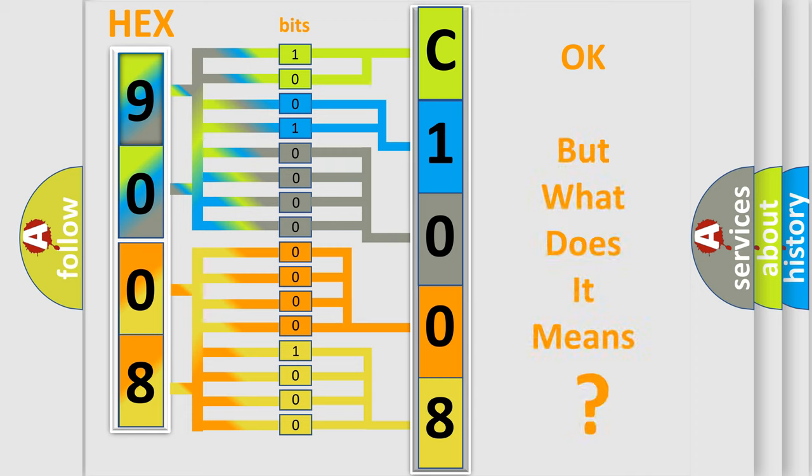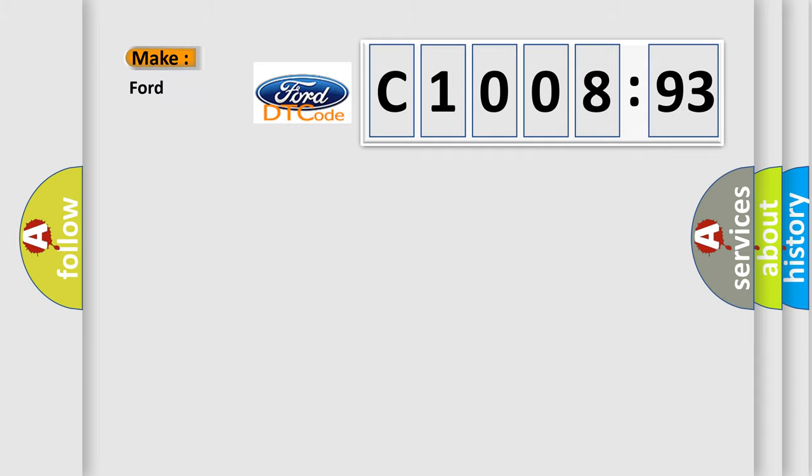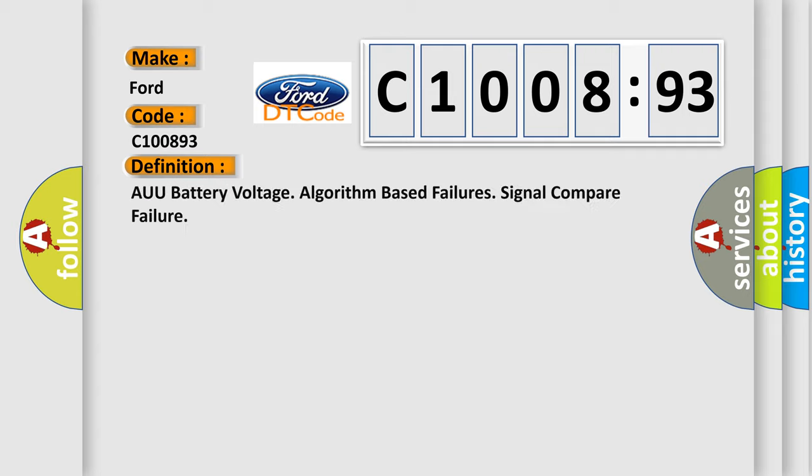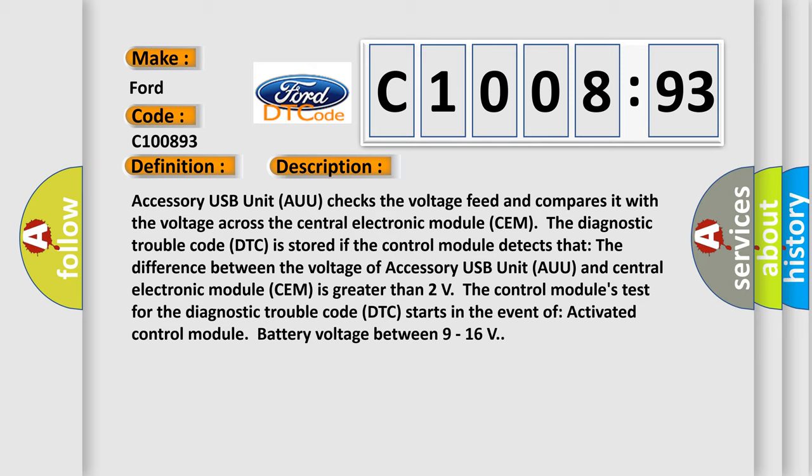The number itself does not make sense to us if we cannot assign information to what it actually expresses. So, what does the Diagnostic Trouble Code C1008-93 specifically interpret for Infiniti car manufacturers? The basic definition is AUU battery voltage algorithm based failures signal compare failure. And now this is a short description of this DTC code.